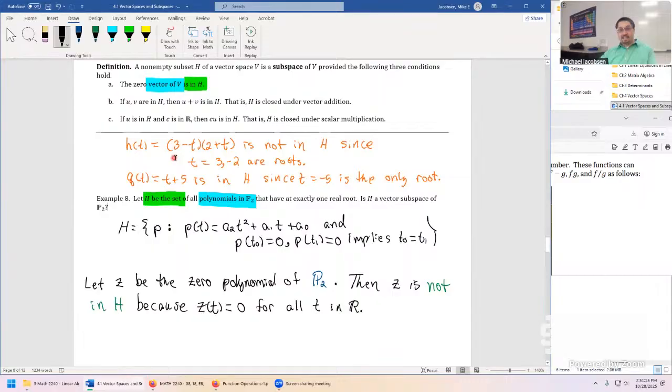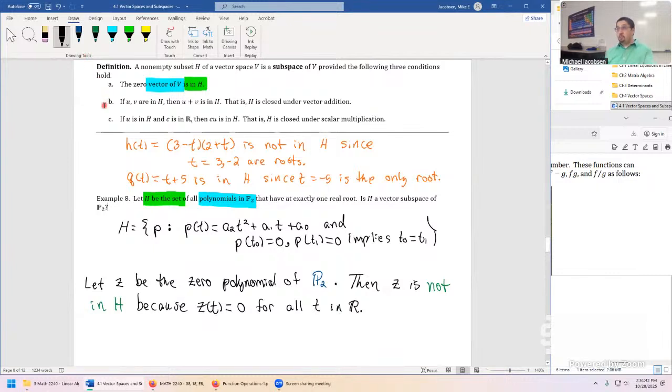Having 2 roots looks like this. This polynomial h had 2 roots, 3 and -2. h itself is not in the set H. The zero vector has infinitely many real roots. Pick any number, 5, pi, e, square root of 2. It's always going to come out as 0, being the zero polynomial. So H being the set where it has exactly 1 real root tells us the zero vector is not in H. And so good call.